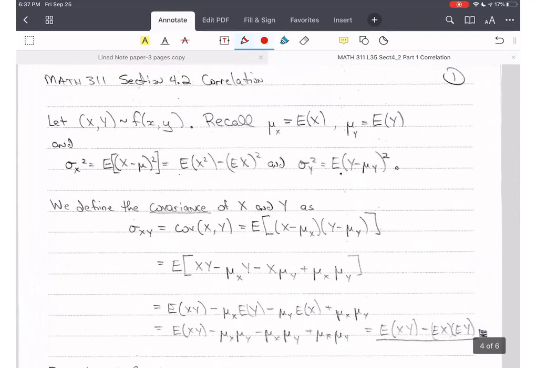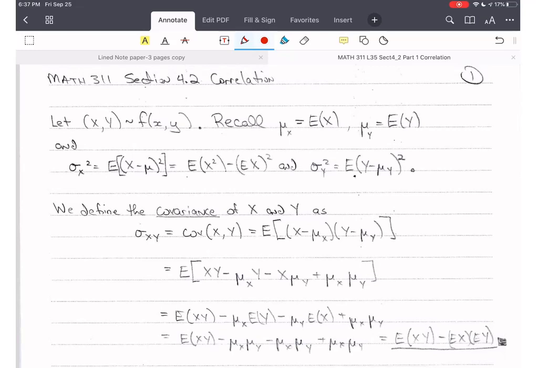Okay. So let X and Y have a joint distribution, f of x and y. And this will work for discrete or continuous. So recall that the mean of X, mu of X, is equal to E of X, and mu of Y is equal to E of Y, and that the variance of X is E of (X minus mu) squared, which is E of X squared minus E of X quantity squared, and likewise for the variance of Y.